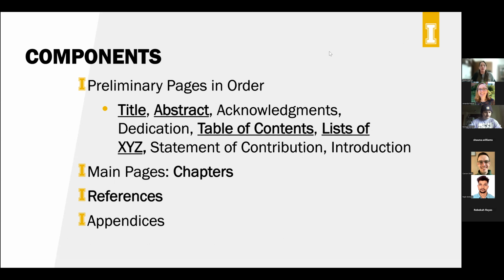So the components of your paper, and I will try to mention the ones that are required and the ones that are optional, but are likely going to be seen. In your paper, the preliminary pages are going to be your title page. There should not be a page number appearing on that page. So you're going to have a title page and you're going to have an abstract page.